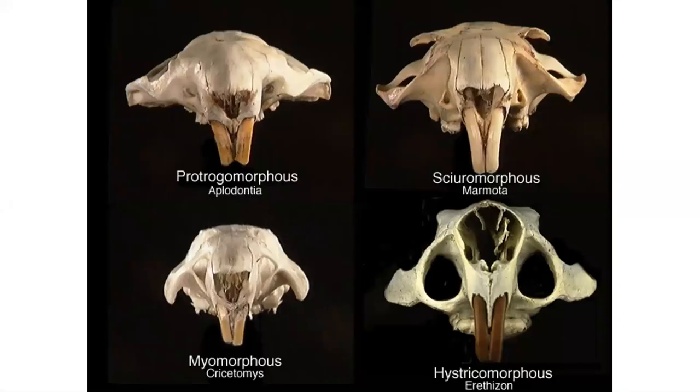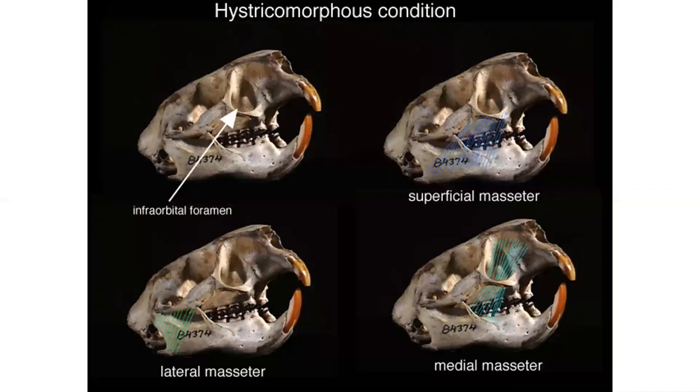As a bit of a reminder, last week we talked about sciuromorphic species. So in the top right, you see where there's that big solid plate as you look head on at the skulls. This week, we're going to talk about myomorphic, bottom left, and hystricomorphic, bottom right. So let's start by talking about hystricomorphic.